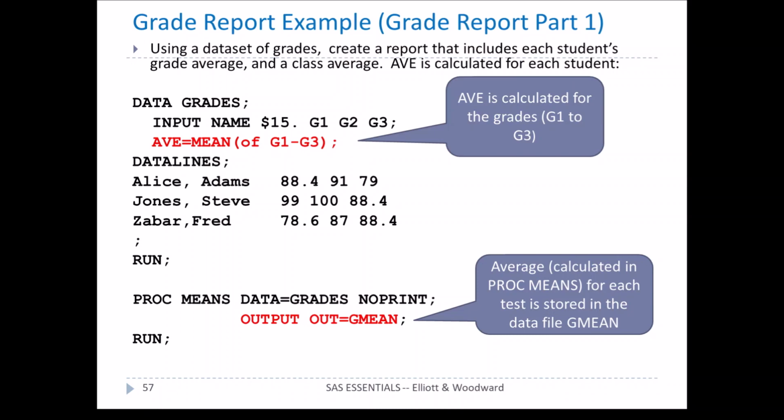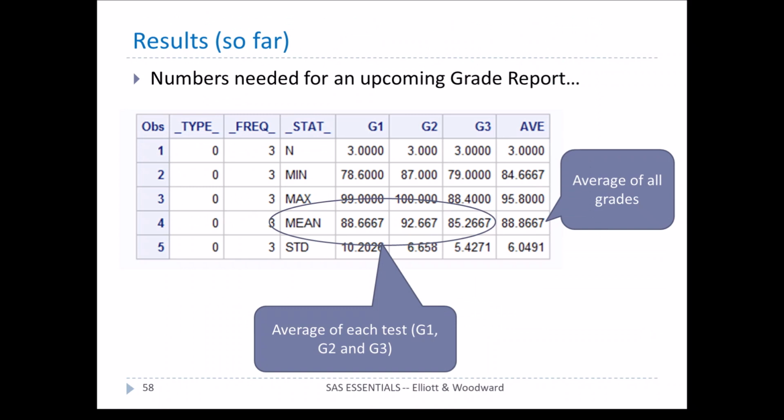And here we have 3 subjects, and obviously you can have as many as you want in a class. And then we're simply going to have a proc means output out equal g mean. So we're going to create an output file called g mean, where we're going to store the means in this file. All right, so the numbers needed for this upcoming grade report are going to be in this file.